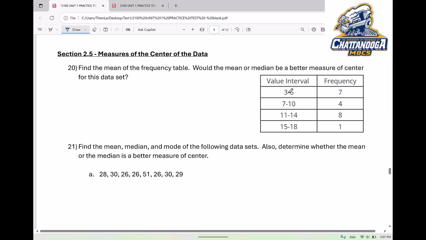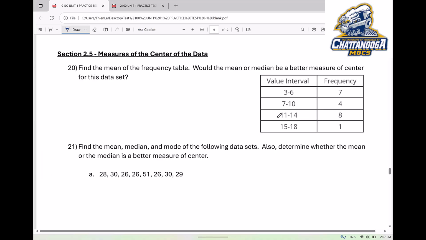The midpoint of this class will be 3.6 divided by 2, which is 4.5. This one will be 8.5, right? 8.5. This one will be 12.5, right? 12.5. And this one will be 16.5.